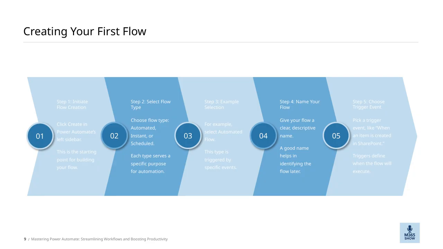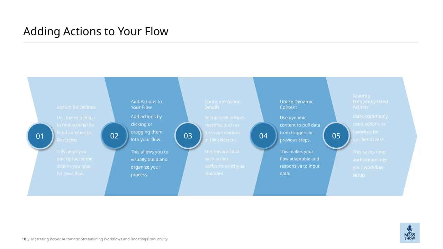By following these steps, clicking Create, choosing your flow type, naming your flow, and selecting a trigger, you set the foundation for streamlining your workflows. This is how you start mastering Power Automate to boost your productivity and make your work more efficient. Now, let's look at how to add actions to your flow.